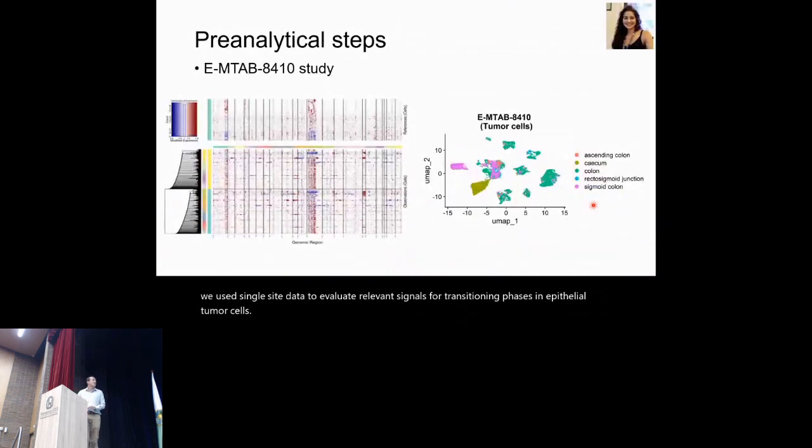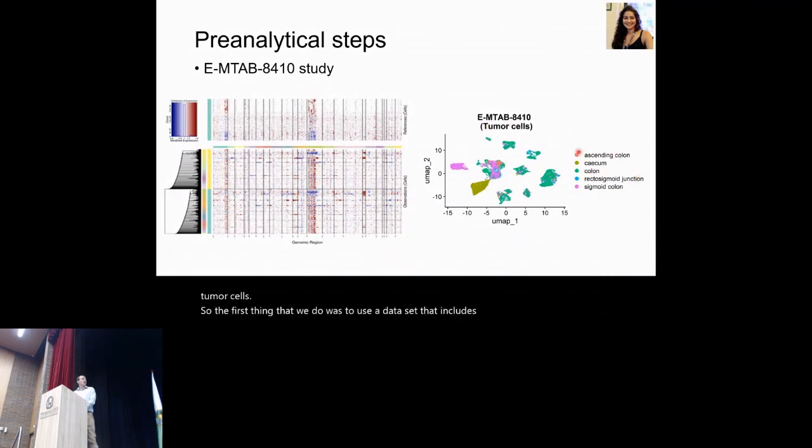So the first thing that we did was to use a data set that includes this anatomical part of the cells, and then we try to distinguish between normal adjacent cells and tumor cells. To distinguish these cells, we use inferCNV to infer the copy number variation, and we differentiate between normal adjacent cells right there and the tumor cells right here.